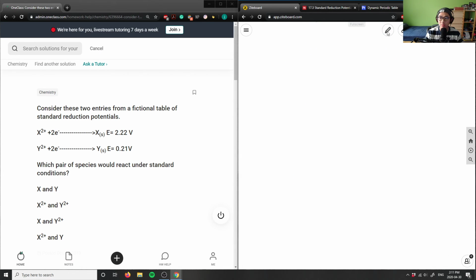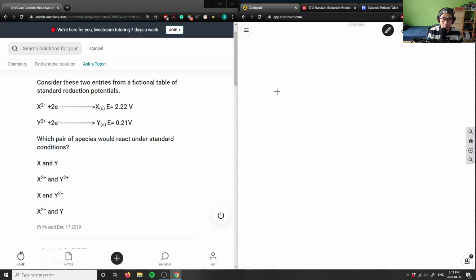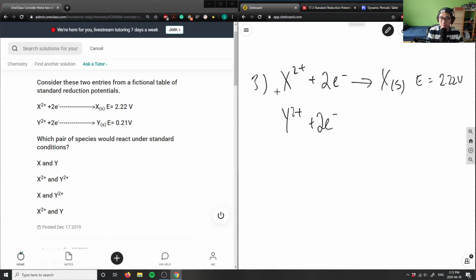Let's look at number 3. Number 3 is asking, consider these two entries from a fictional table of standard reduction potentials. Which pair of species would react under standard conditions? And it gives you these 4 options here. So X2 plus plus 2e minus would get me X solid. This E would be 2.22 volts. And then Y2 plus plus 2e minus gives me Y solid. E would be 0.21 volts here. So it's asking which pair of species would react under standard conditions.